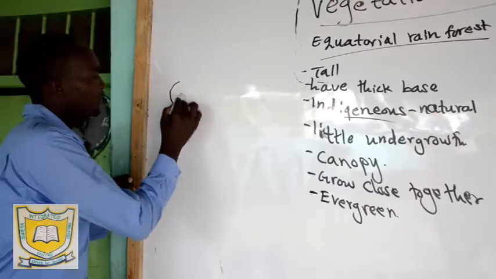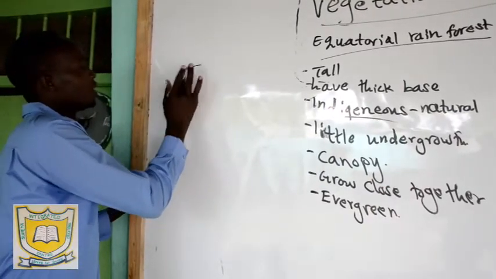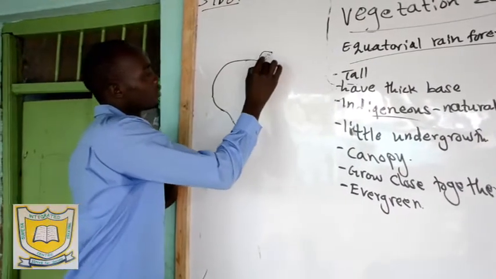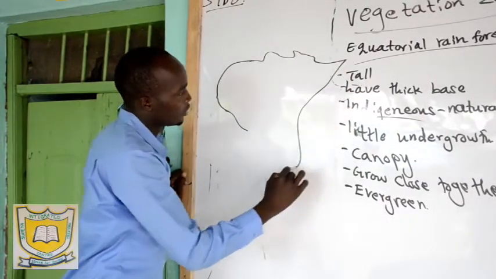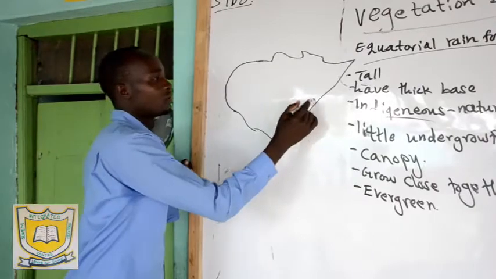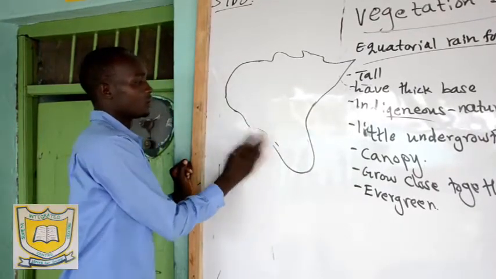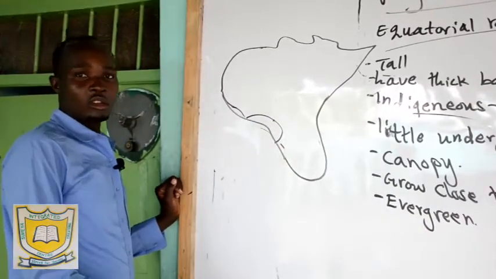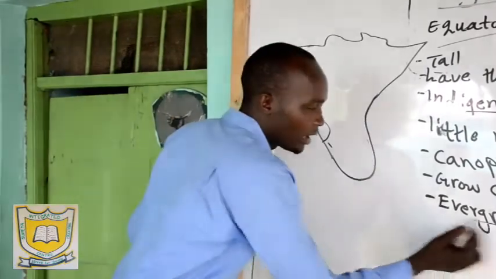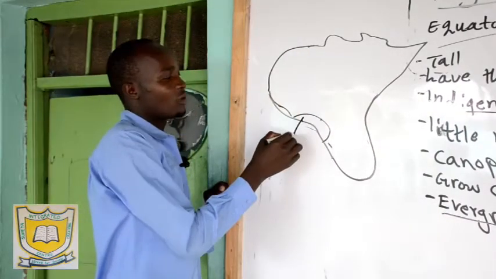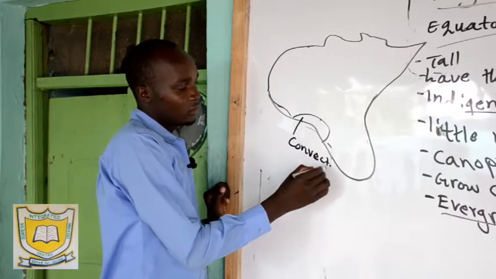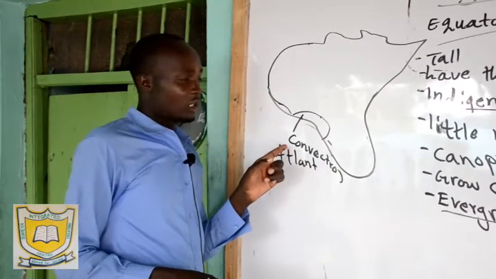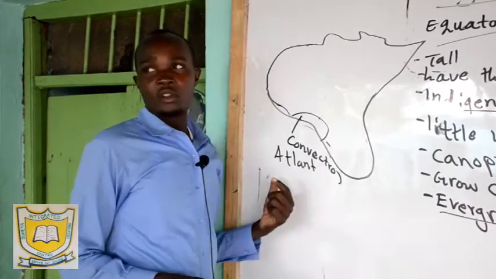Because we have said this is our African map. Here, let me sketch. It's just a sketch. So we have said these forests are found here, equatorial. So the trees here are evergreen because here we have a lot of convectional rainfall. The Atlantic Ocean is here. So there is rainfall throughout the year. That's why these trees are evergreen throughout the year, because of convectional rainfall here.